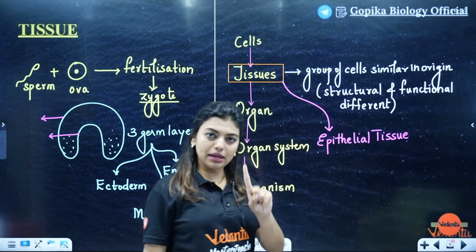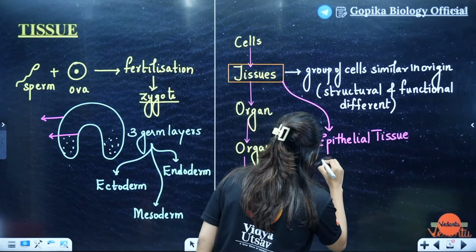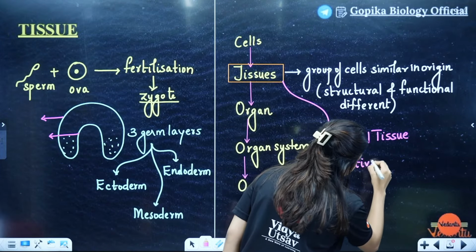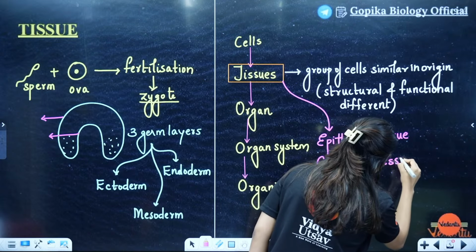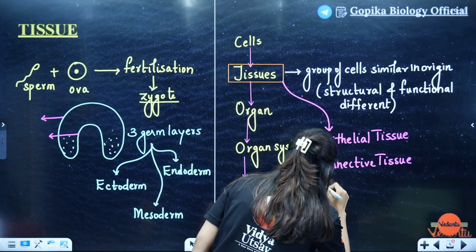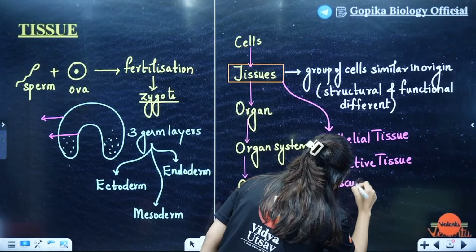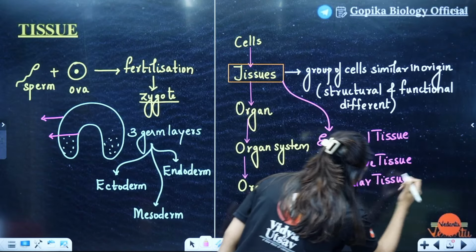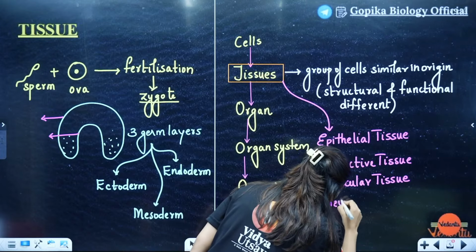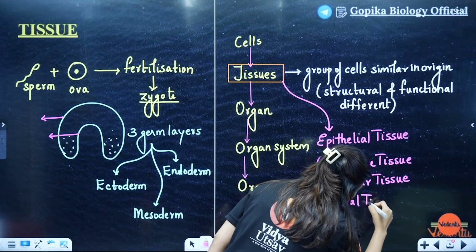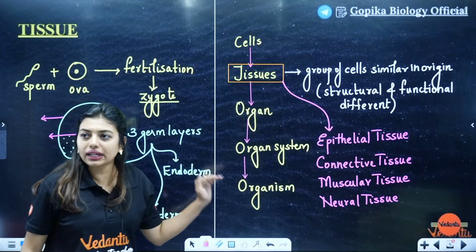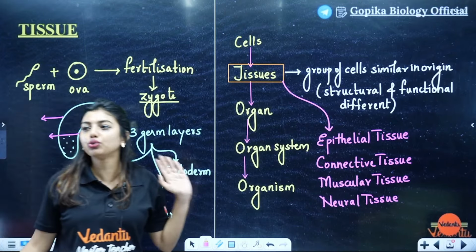First one is going to be epithelial tissue. Second one is going to be connective tissue, which helps in connecting with everyone. Third one is going to be muscular tissue. Fourth one is going to be neural tissue. Got it, all of you? Easy? Epithelial tissue, connective tissue, muscular tissue, and neural tissue.